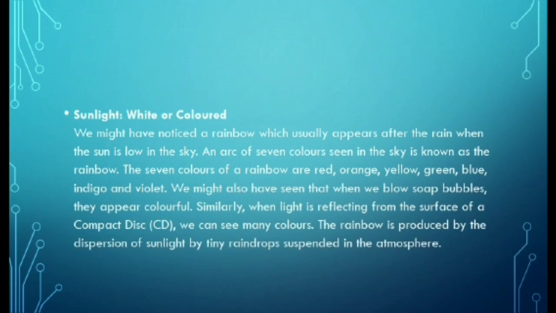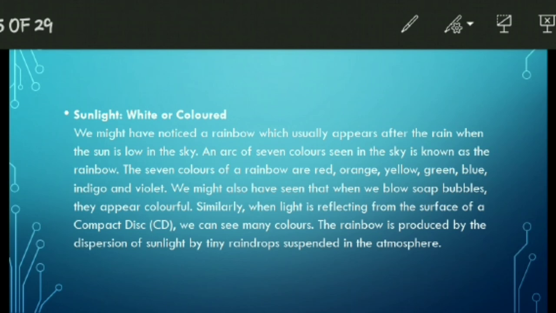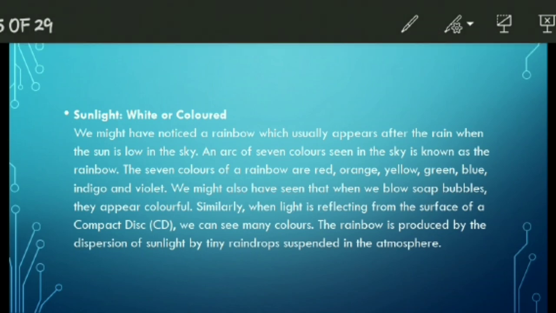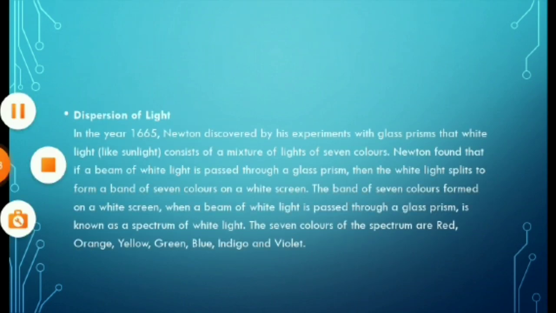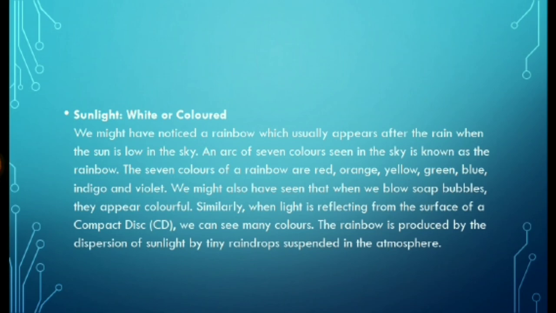Sunlight, white or colored. We might have noticed a rainbow usually appears after the rain when the sun is low in the sky. An arc of 7 colors seen in the sky is known as the rainbow. The 7 colors of rainbow are red, orange, yellow, green, blue, indigo and violet. We might also have seen that when we blow soap bubbles, they show colorful patterns when light is reflected.